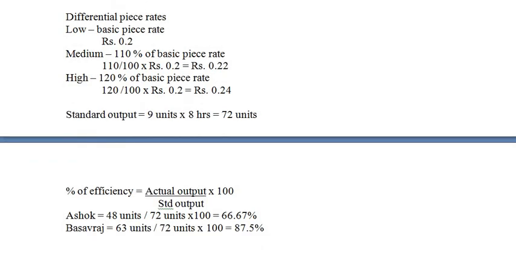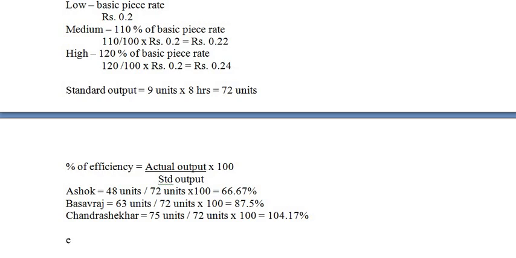Next is Chandrasekhar. He has produced 75 units and standard output is again 72 units into 100, which is equal to 104.17%. Okay, so this is the efficiency level we have calculated. Now based on their efficiency level, piece rate will be applicable. Next we need to calculate their earnings.